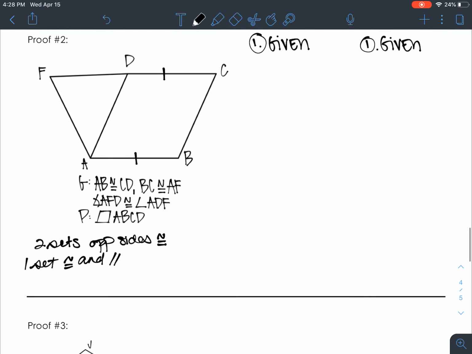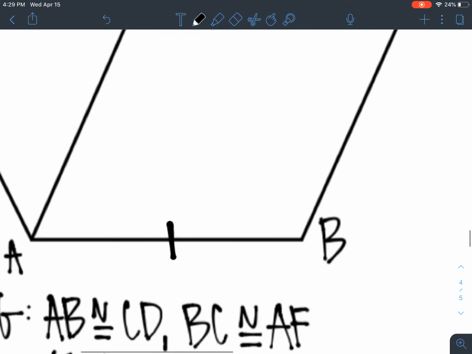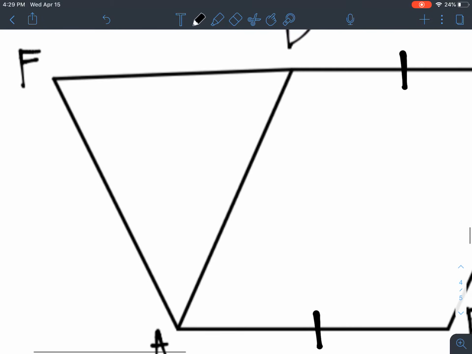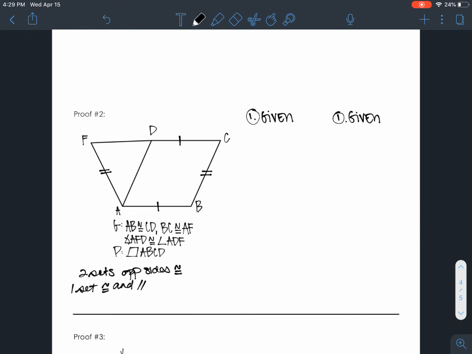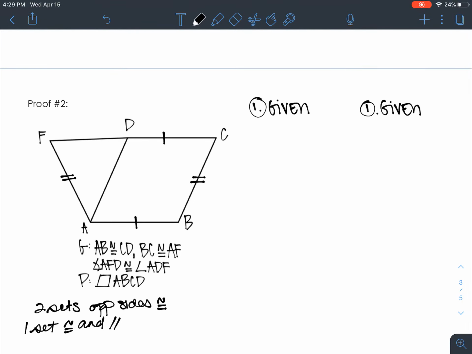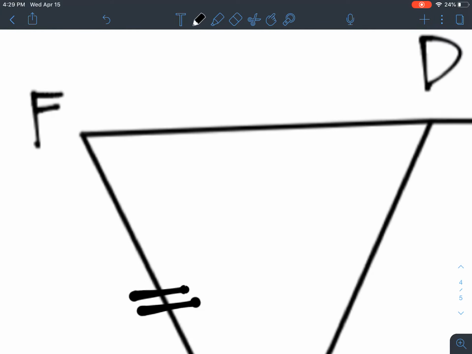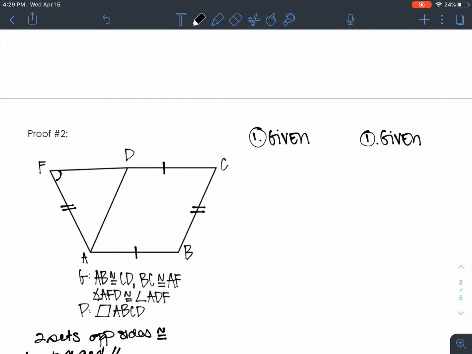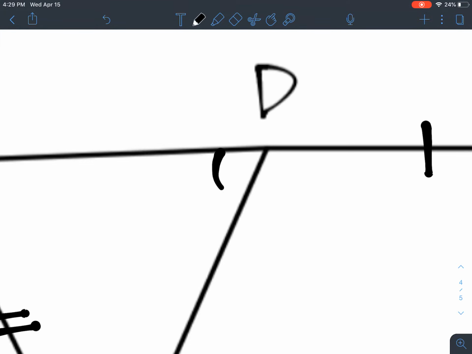Okay, so after that, we were then given that BC is congruent to AF. All right, and then we are given that angle AFD, and this is going to be a pretty quick proof, is congruent to angle ADF.